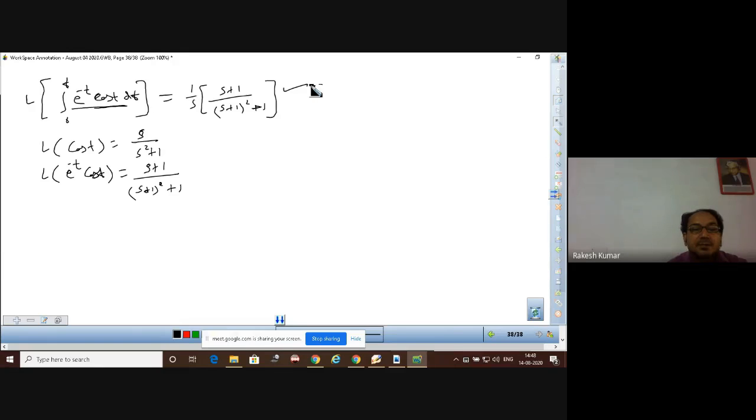This is very simple to use. So we can find out the Laplace transformation of an integral. This formula can also be used for inverse Laplace transform. Example, if we want to find out the inverse Laplace transform of 1 over s into s plus 1 whole cube, you just see, then what is this? This can be written as Laplace inverse over s.